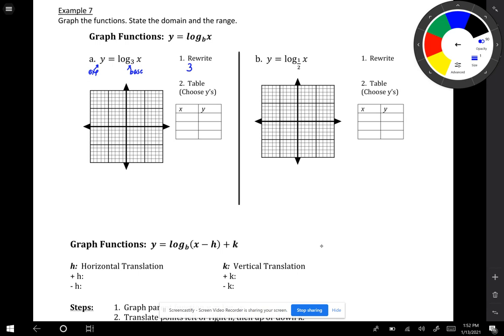So 3 to the y power equals x. Okay, now step 2, choose y values. Why do you choose y values? Because you do exponents first. So it's kind of odd because we're always used to picking x. So we're going to pick y values.